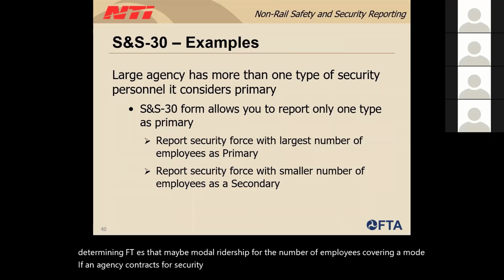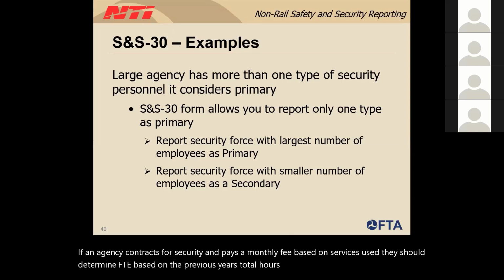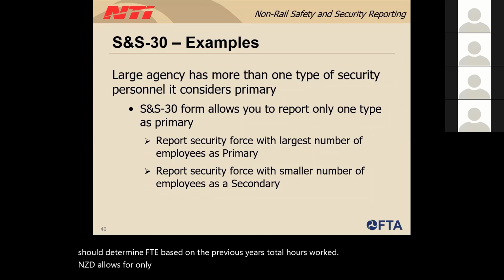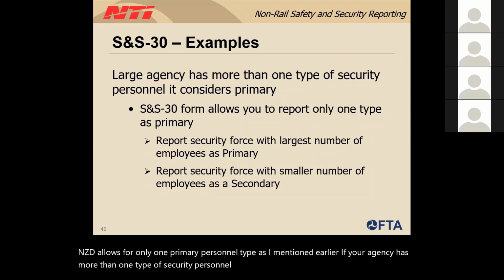NTD allows for only one primary personnel type, as I mentioned earlier. If your agency has more than one type of security personnel it considers primary, report the security force with the largest number of personnel as the primary and the smaller force as secondary. For further information on the SNS 30, please see the SNS policy manual on the NTD website or ask your safety analyst for assistance.